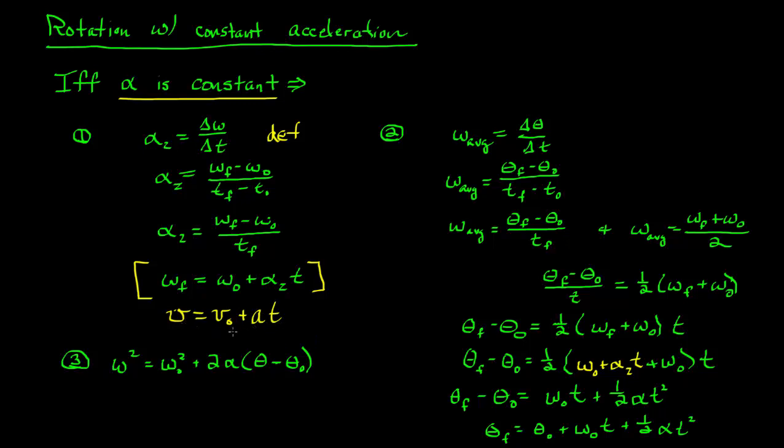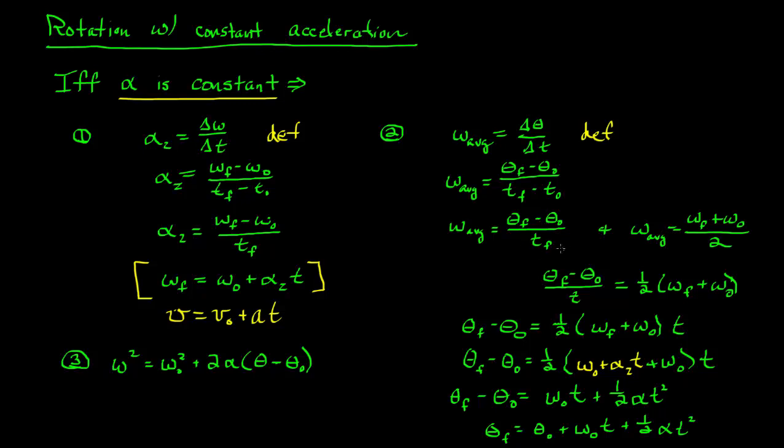So all of our linear kinematics have angular counterparts. The second one: we start with the definition of angular velocity, which is the change in angular position with respect to time. Again, doing the same thing that we did over here, we get to this point. So our average angular velocity, and we can use the average because it's constant acceleration, would be our change in position over time. But since it's an average, it's also equal to the final plus the initial divided by 2.